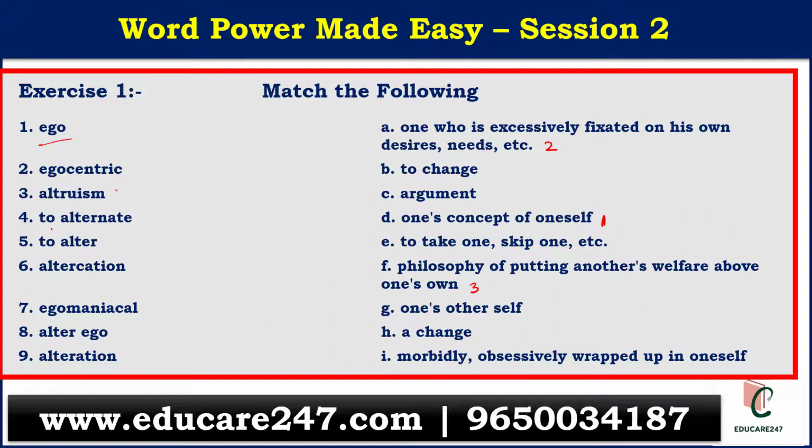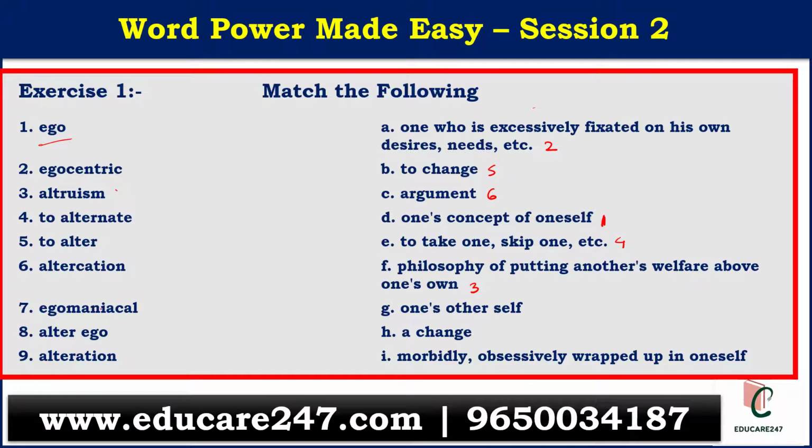Next we have to alternate. To alternate means basically one after the other. So to alternate will be to take one and skip one. Next we have to alter. To alter means to change. So this was simple. So I'll just put 5 here. Then we had altercation. Altercation was basically a quarrel or an argument. So we could just place it here.